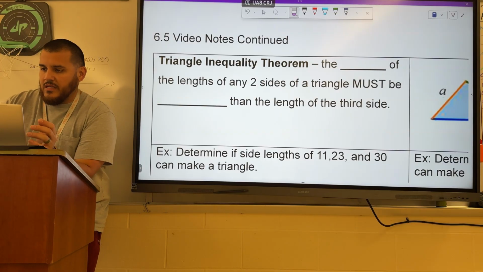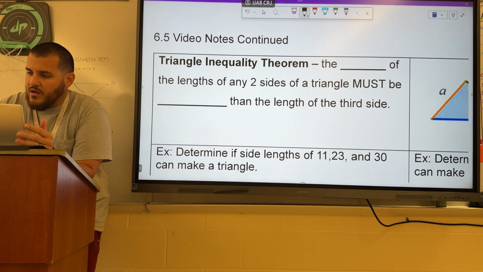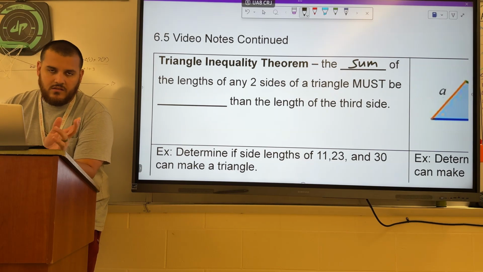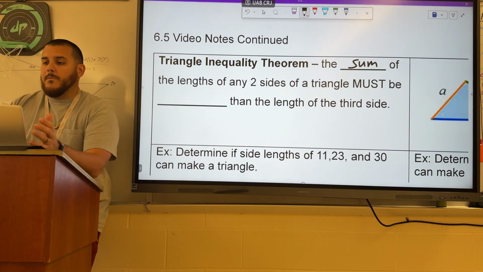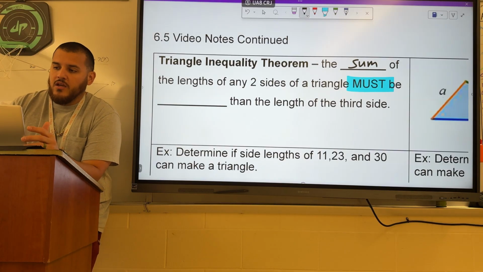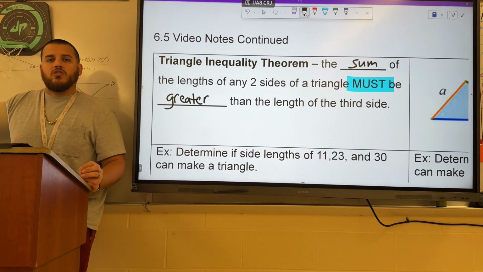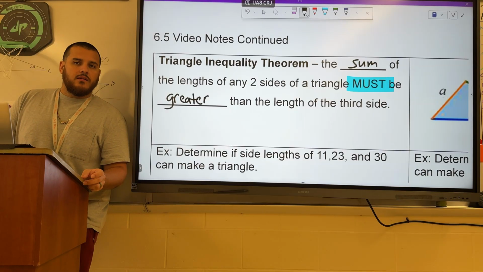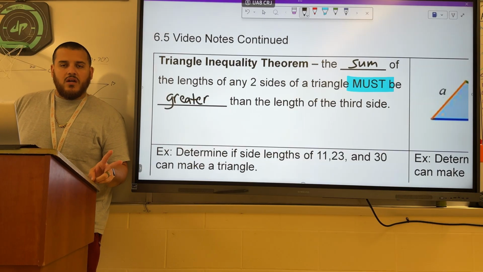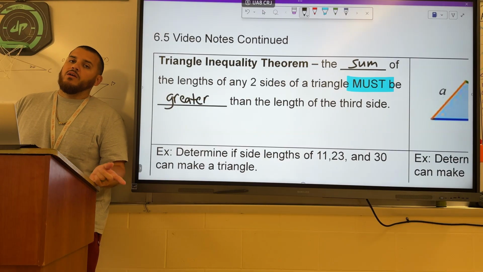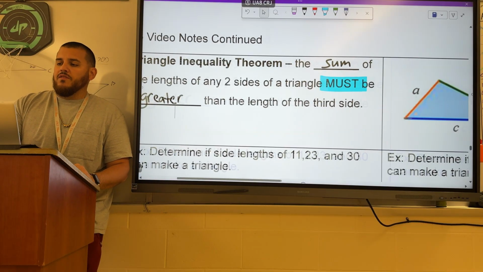So here's the rule that we need to memorize. The sum of any two sides in a triangle must be, it has to be, greater than the third side of the triangle. If this inequality is not true, then a triangle cannot exist. If you take the length of any two sides of a triangle and add them up, they must be greater than the length of the third side.